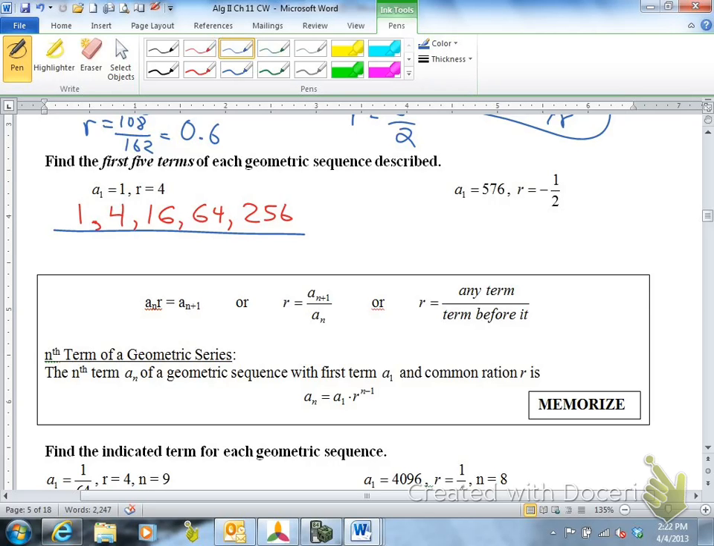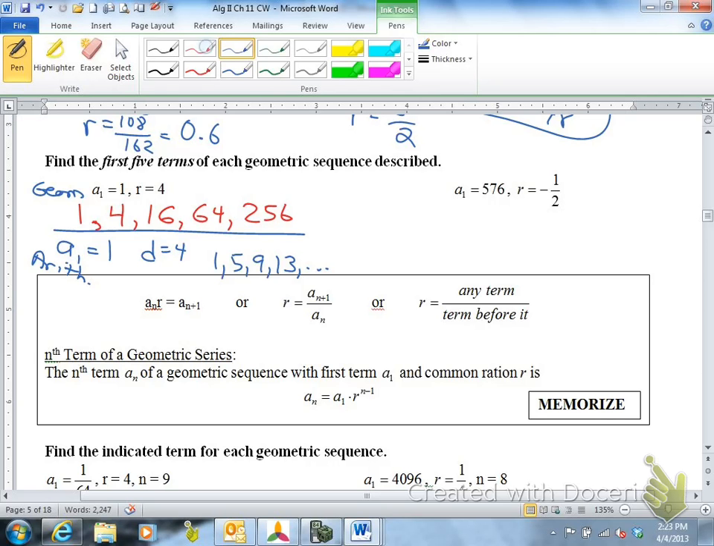Sometimes students will get confused. If the question said a sub 1 is 1, and d equals 4, that's not multiplying by 4. That would be adding 4. So you'd have 1, 5, 9, 13, etc. So it's a different sequence. This is geometric, and this is arithmetic sequence.